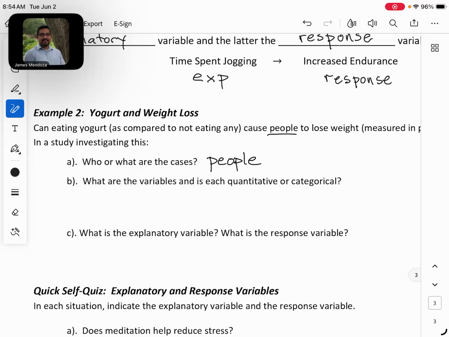The two variables. Again, there's a first thing and a second thing, but right now it's just asking to give both of them. The first one would be eating yogurt, and the second thing would be lose weight.